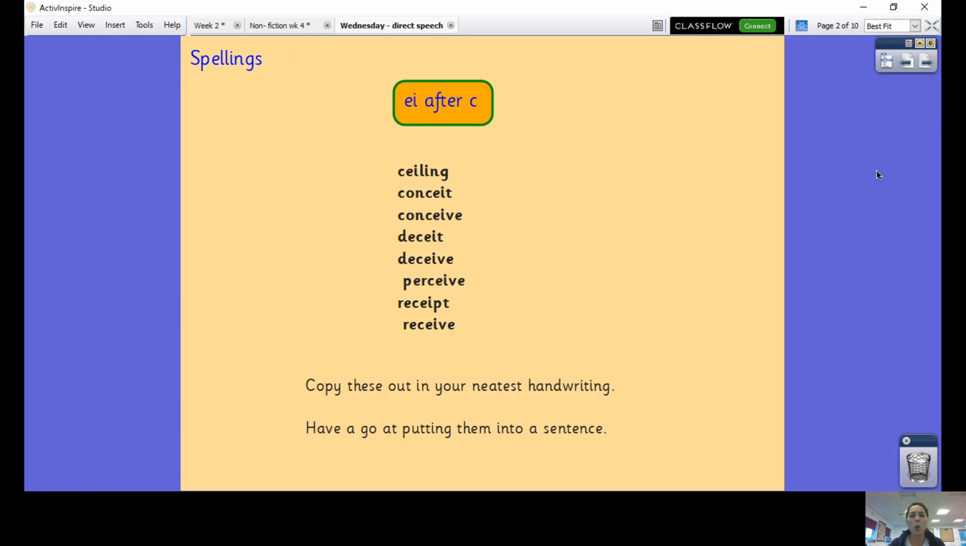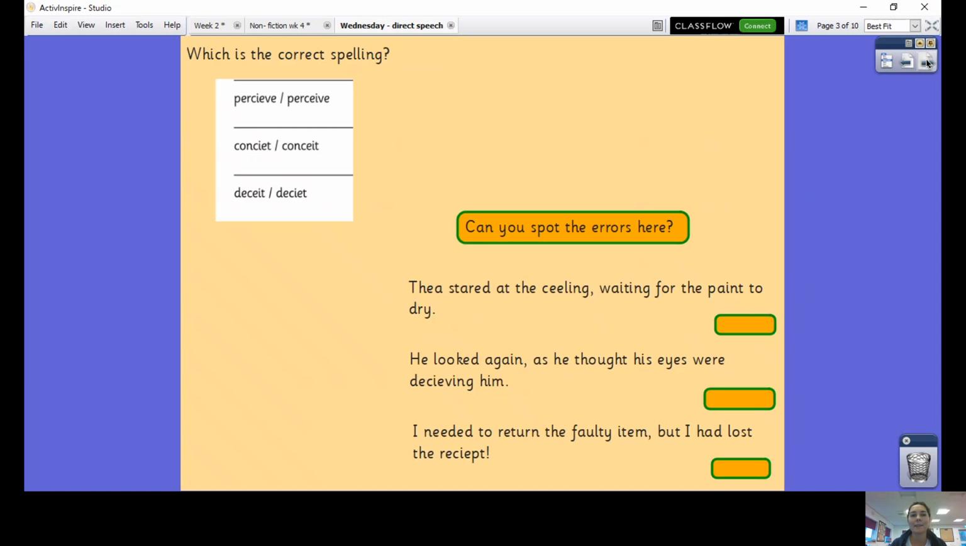So for 1 minute now, you can copy out these in your best handwriting. Do that first, and then have a go at putting some of them into a sentence. So a minute to copy them down neatly, and then you'll probably need about 3 minutes to put them into sentences. Don't do them all, you'll be there all day. Do maybe 3 or 4 and see if you can fit them into a sentence.